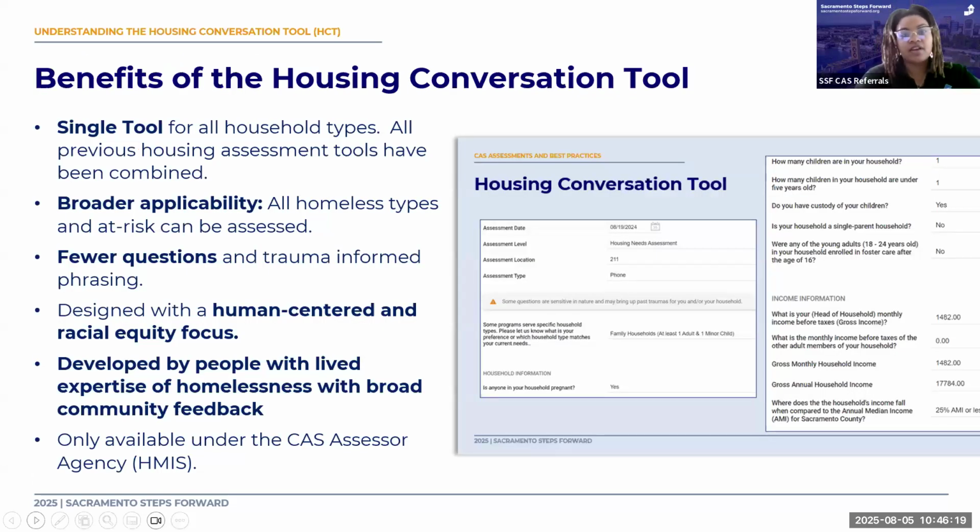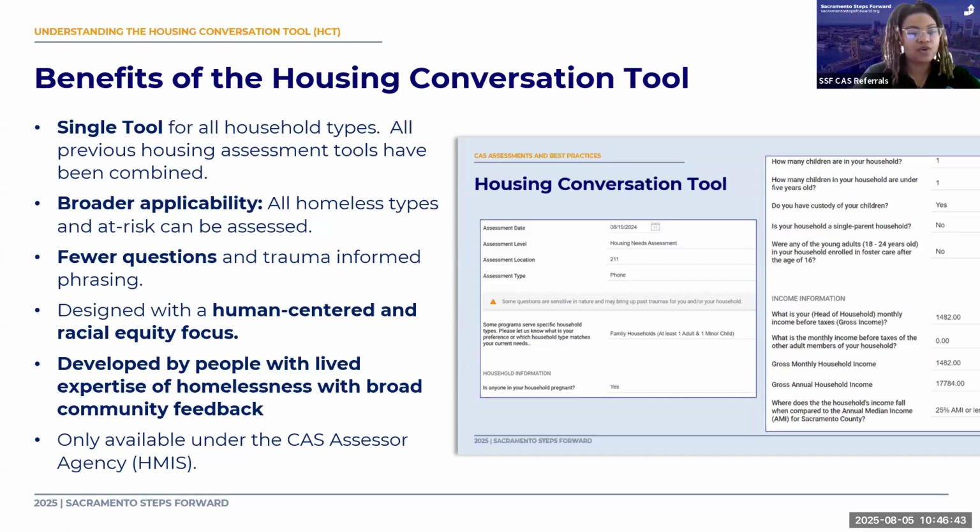So the benefits of the housing conversation tool is that, yes, now we have a single tool. Before there were like 4 or 5 different assessments, and now we have one tool. It's for all household types, and the previous housing assessment tools have been combined. We used to have an FYI assessment. We used to have a permanent housing versus just a regular housing assessment. So many assessments out there.